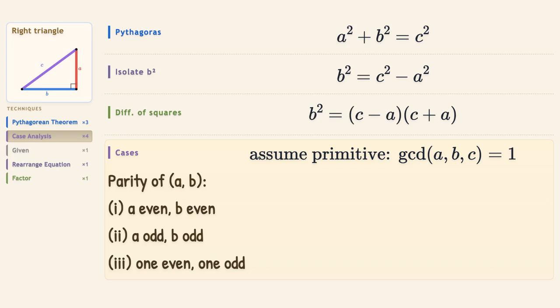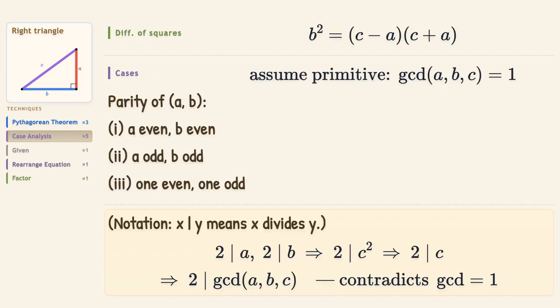Now check the parity of integer a and b. There are 3 cases: both legs even, both legs odd, or exactly one of each. Under primitivity, cases 1 and 2 both collapse. We will rule them out next. Case 1. Both integer a and b are even. Then 2 divides c squared, so 2 divides c. That forces 2 to divide the greatest common divisor of integers a, b, c, but we assume the triple is primitive. Greatest common divisor equals 1, contradiction. So case 1 is ruled out.